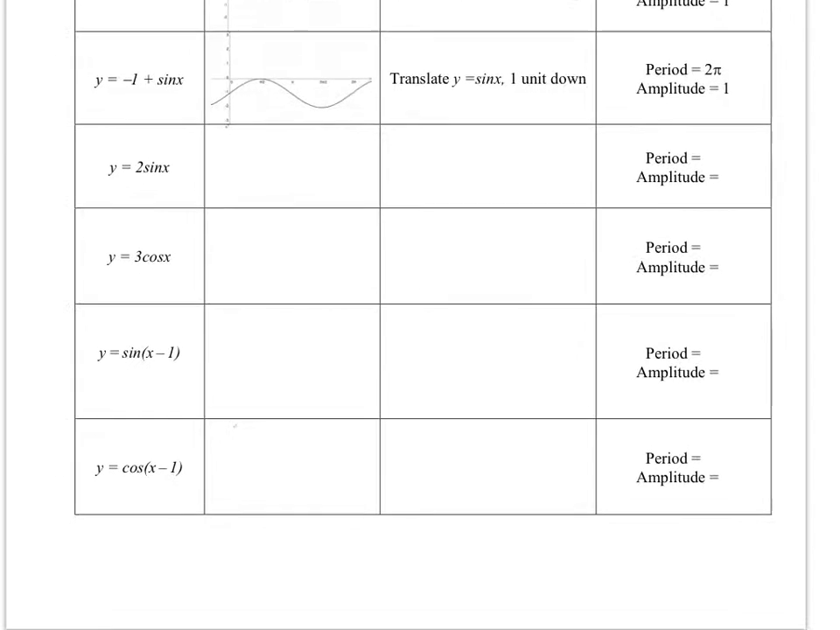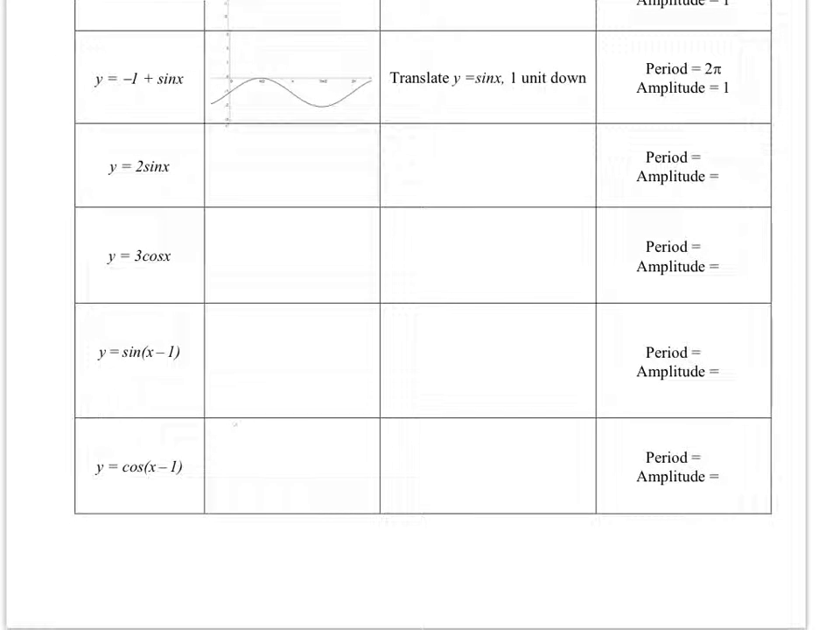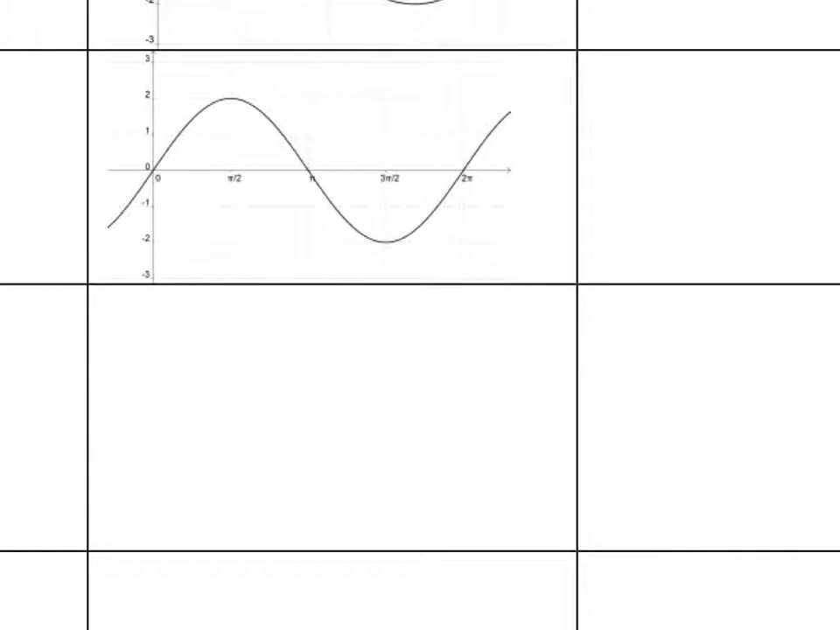In the next one, y equals 2 times sine of x, that should have the effect of stretching the graph vertically by a factor of 2. You can see here that instead of just going up to 1 and down to -1, the highest point is up at 2 and the lowest point is down at -2. So the amplitude here, the distance from the middle up to the top, is not just 1 this time, but 2.